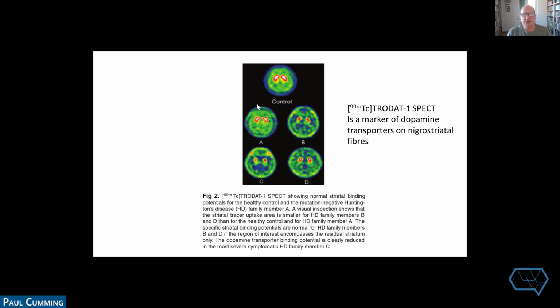And it's a little bit hard to see, but they use something called TRODAT, which is a SPECT tracer, not a PET tracer, but it shows very clearly the striatum in the healthy control lighting up, because the dopamine innervation labeled by TRODAT SPECT is completely intact in the control, and varying degrees of degeneration in Huntington's patients. But it's not very pronounced. It's actually rather modest loss compared to the massive dopamine receptor loss.